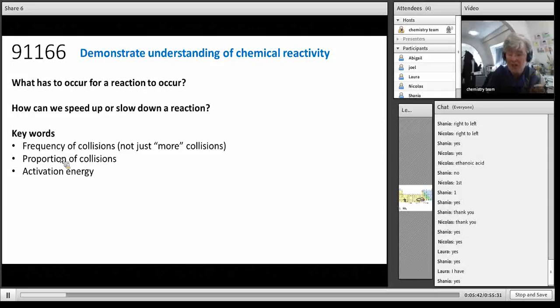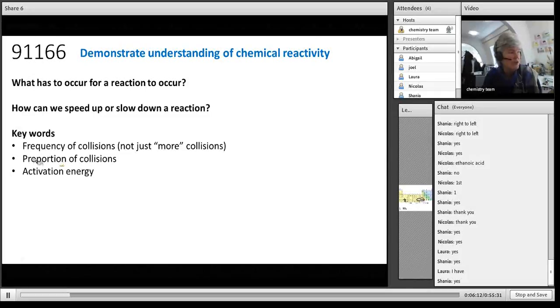Sometimes we can have the same number of collisions. We are not changing the number of collisions. We say having 60 collisions per second or something. But if I change conditions, of those 60 collisions per second, perhaps under some conditions, it may be that only 10 of them are effective and lead to a reaction. Whereas if I change the conditions, I could still have 60 collisions per second, but now 50 of those collisions are going to be successful.